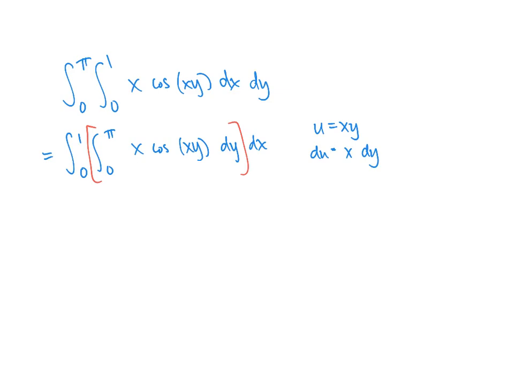And so this x that I have here is exactly the factor of x that I need to make the substitution work. So the antiderivative of x cosine xy is just sine of xy, evaluated from 0 to pi.